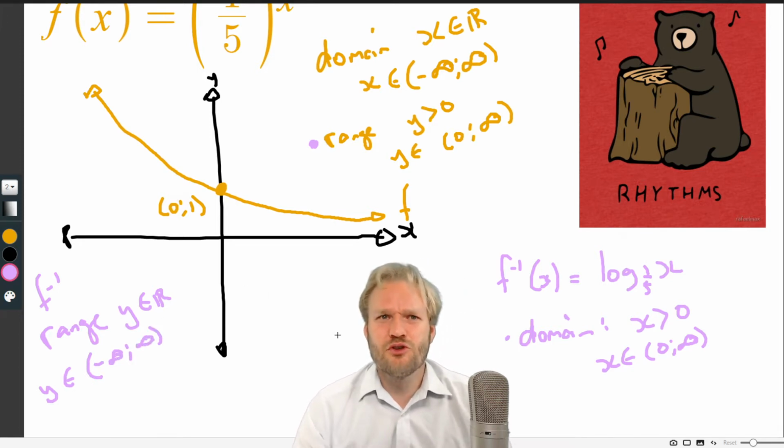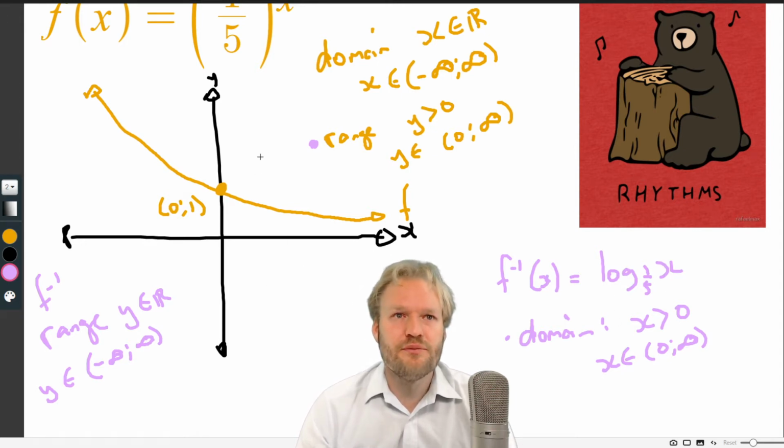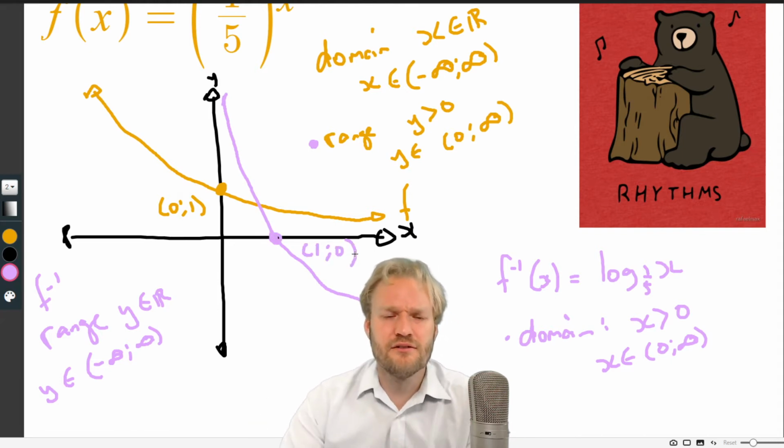It's sometimes going to help draw our graph. We know that it's decreasing. This thing said that it's all y values. This thing said that it's all x values. So we know that it must be doing something like that. And this here is (1, 0). So just a kind of recap of domain and range and where it fits in here.